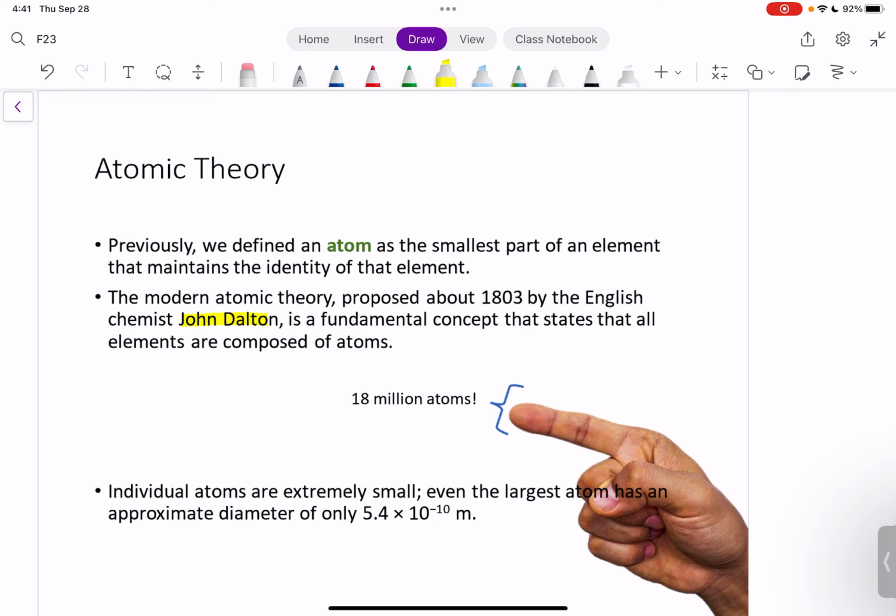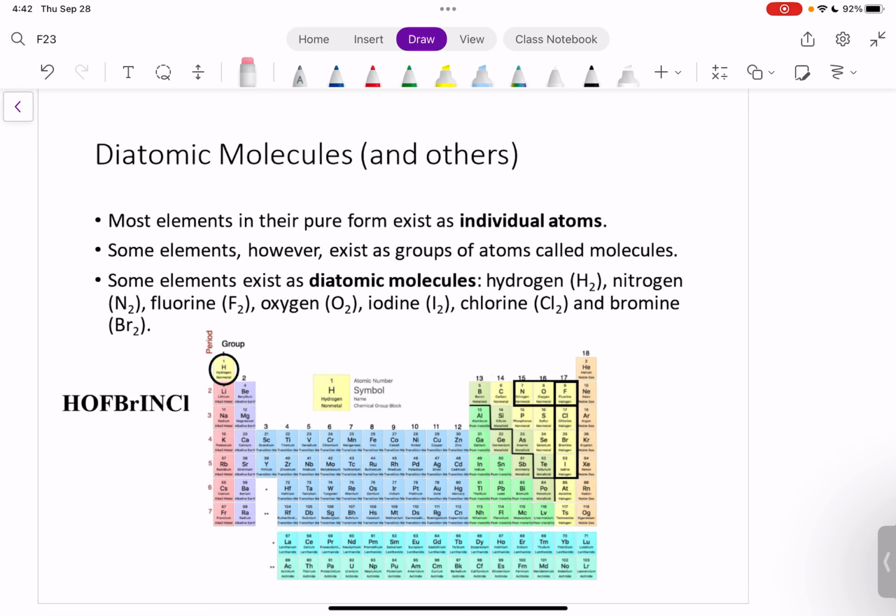But these individual atoms are so small that even the largest atom has an approximate diameter of only 5.4 times 10 to the negative 10 meters. That is extremely tiny. Most elements in their pure form exist as just individual atoms. Things like lithium and sodium and magnesium and carbon just exist as individual atoms of those elements.